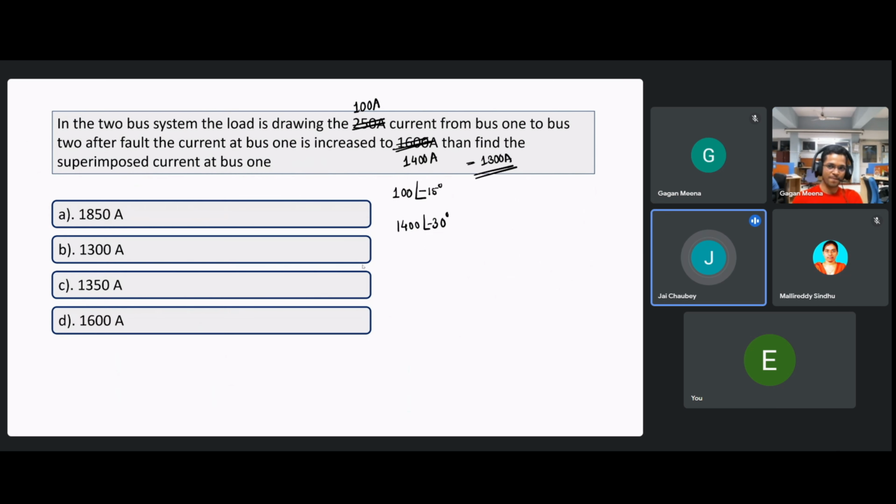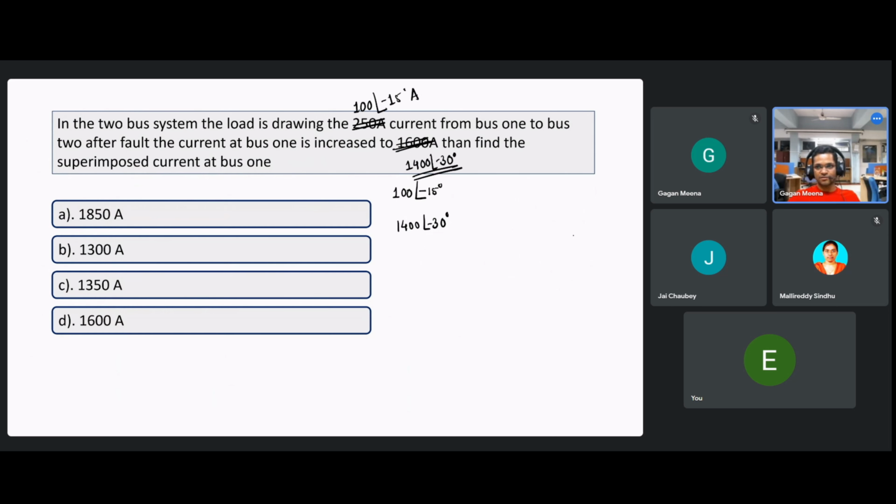Please repeat the question once again. The same question is there, but I have replaced this current by this. Now this current I have given in phasor form. This is 100 angle minus 15, and this is 1400 angle minus 30. Now we have to find out whether the fault is behind the relay or in front of the relay.